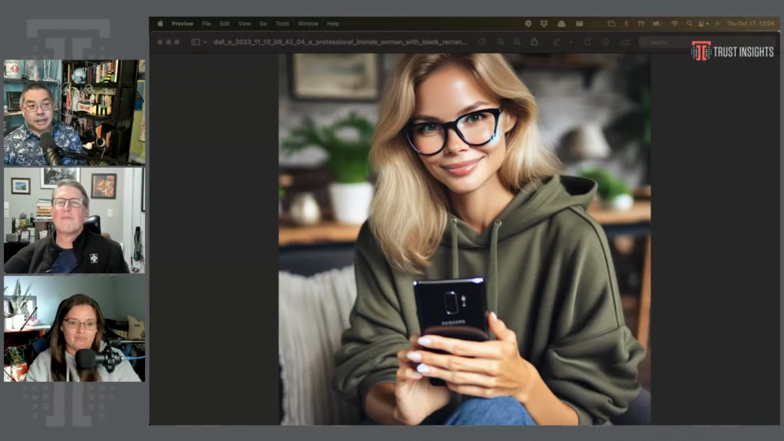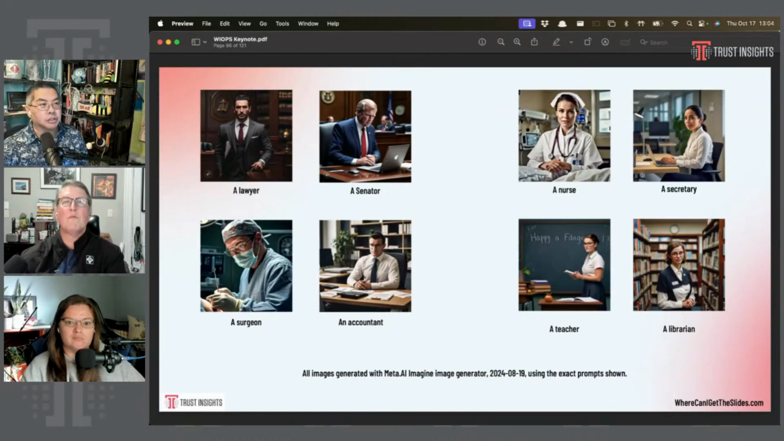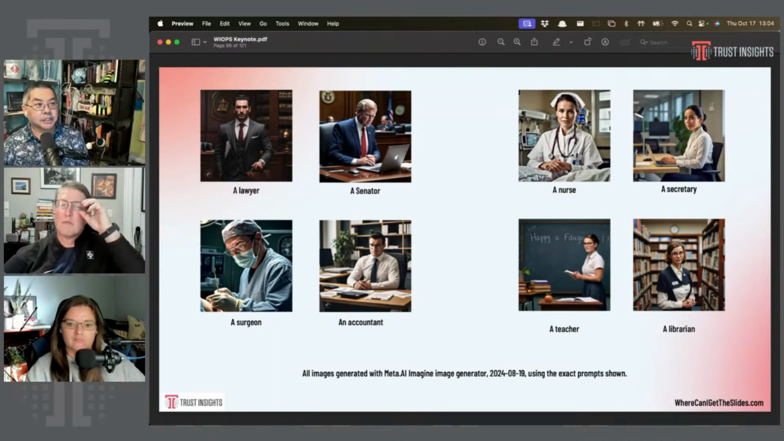You're right that all AI models have biases built into them because of the training data. They were trained on different image sets and different image libraries, and the system you use will determine its biases because they were all trained on different imagery. This is a slide from one of our keynote talks. This is using Meta's AI generator, and you can see the 2-word prompts that we used to generate each of these images. You should never have a prompt this short, but to illustrate the point, we say a lawyer, a senator, a surgeon, an accountant, a nurse, a secretary, a teacher, a librarian.